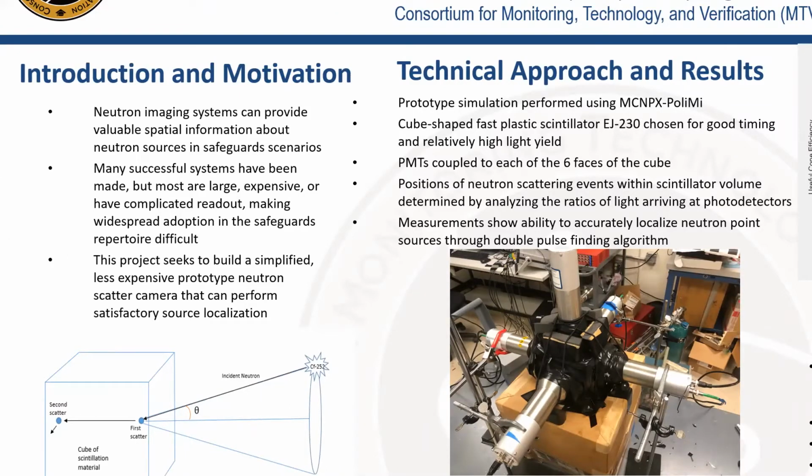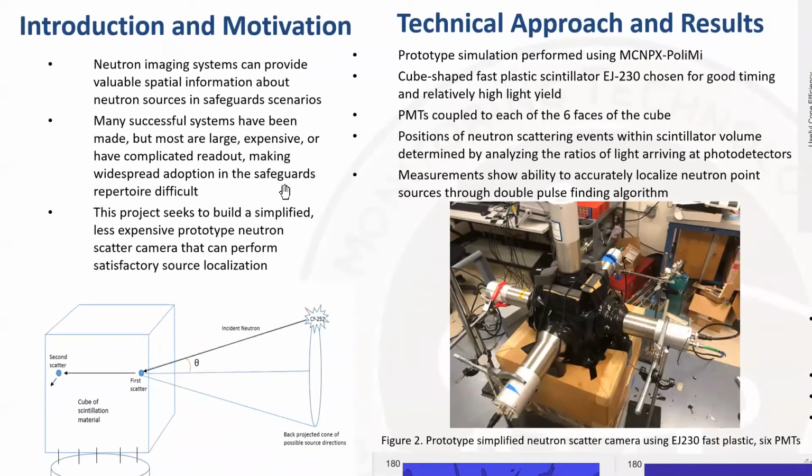Many systems with this concept have been developed, but most are large, expensive, or have a complicated readout, making the widespread adoption of this type of system kind of impossible in many cases. So this project seeks to build a simplified, less expensive prototype neutron scatter camera that can perform satisfactory source localization.